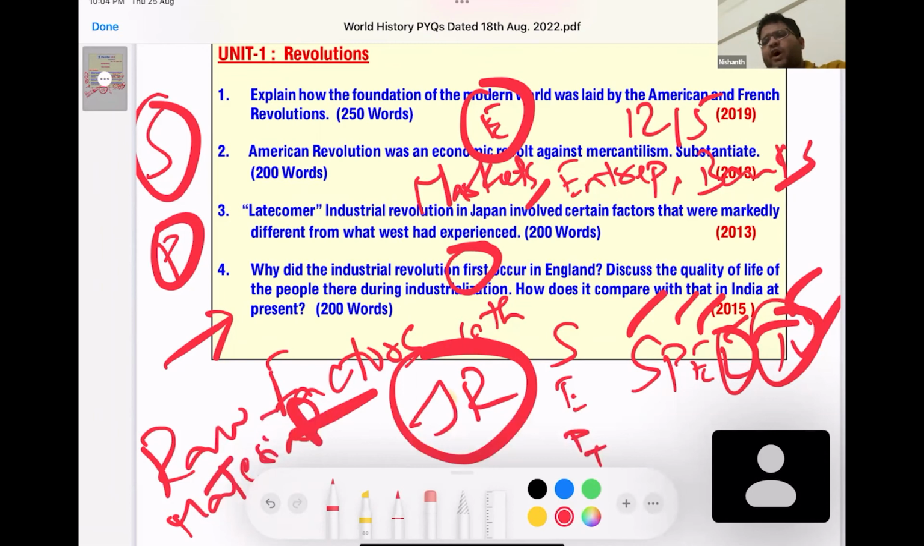Then discuss the quality of life of the people during the industrialization. So what was the quality of life? Here you try to give both positive aspects as well as negative aspects. What were the positive aspects? There was a lot of employment generation. A new urban class called the middle class developed. They could get sufficient wages and quality education.